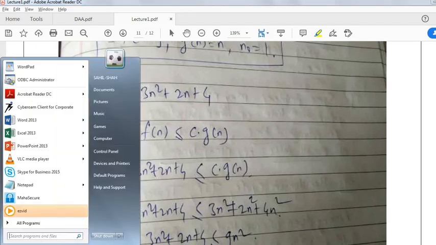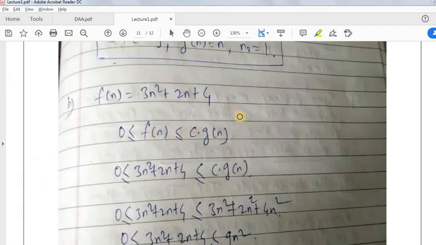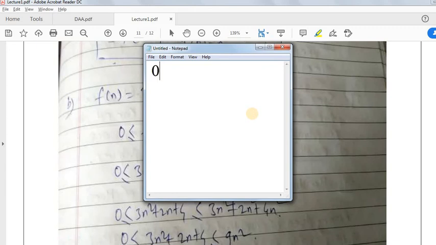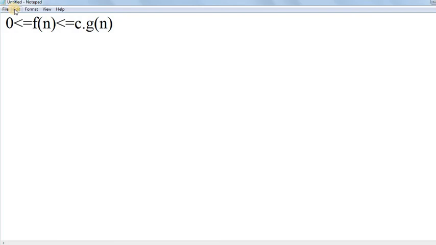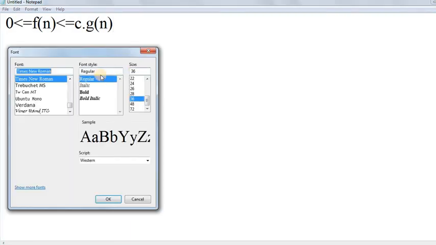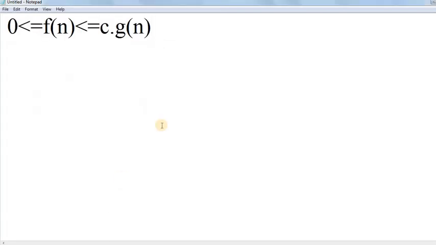I mean to say, if we are writing like this, 0 less than or equal to f of n less than or equal to C into g of n. I hope you are understanding. Let me have a bigger font size so that you will have a clear understanding. I hope now this is visible. This is for upper bound.